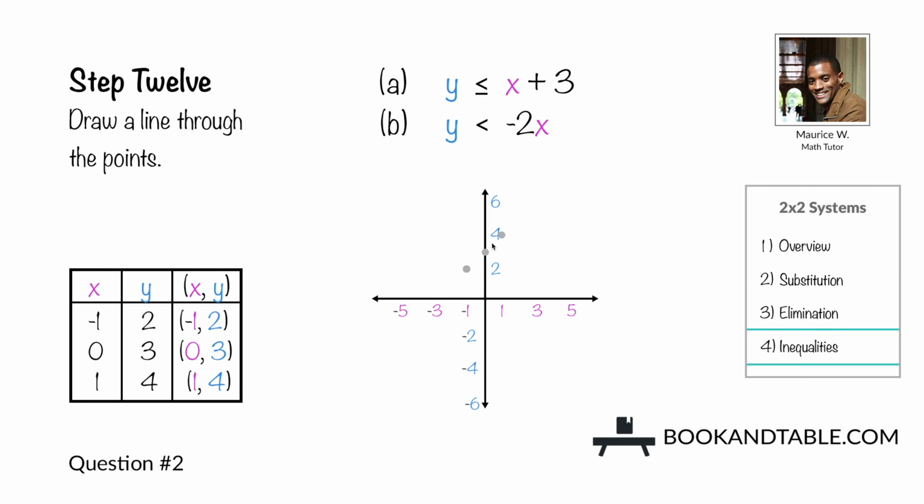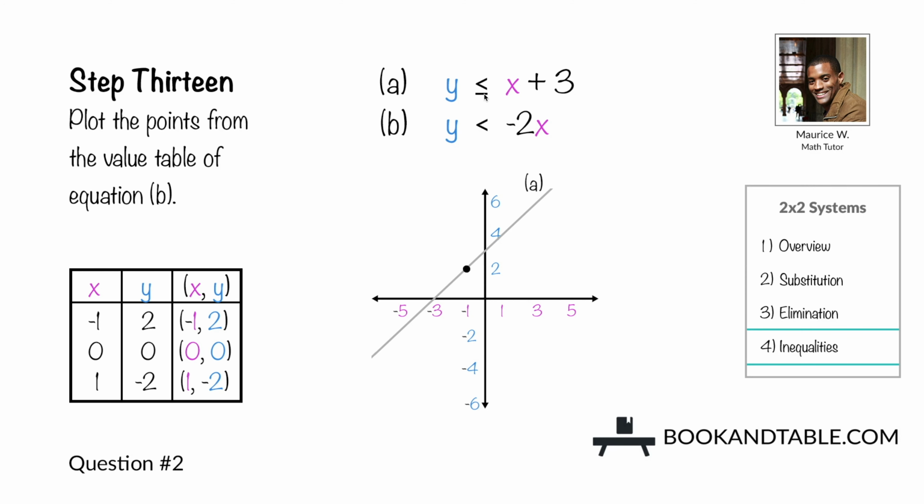So now that we've plotted the points, we can see where the sketch for this line will be. So step 12, draw a line through the points. So this is the line for inequality A. And it's a solid line since it's or equal to.